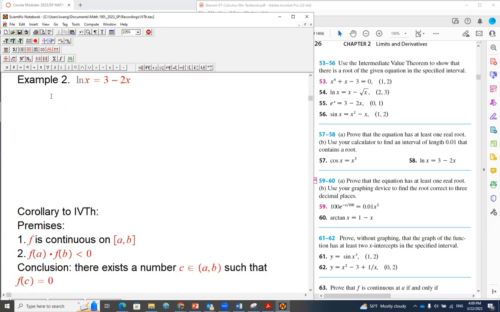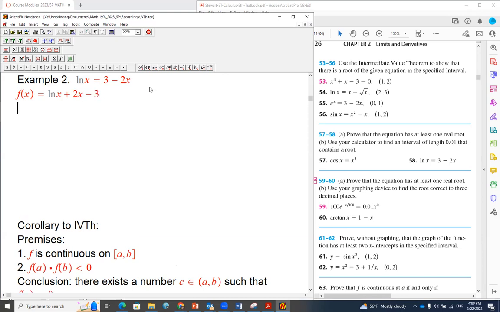And here we go. We need to create a function. The function we're going to create is ln x minus 3 plus 2x, or you can write plus 2x minus 3. Same thing. You just make sure you operate it properly. You should be able to go back. If this is true, minus 3 plus 2x, we got it.